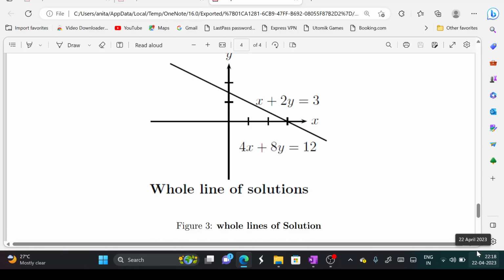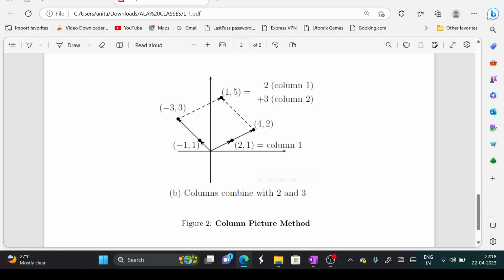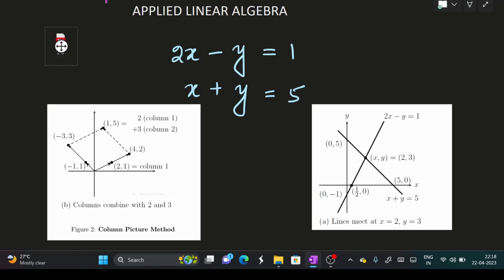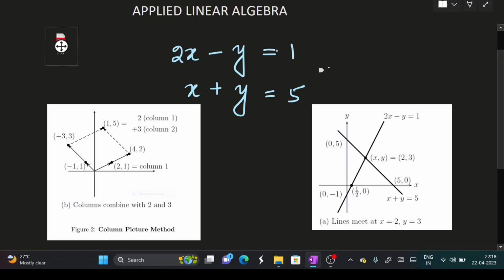So now the question is, let us come to our point. Consider this system of equations: 2x minus y is equal to 1, and x plus y is equal to 5. So here this system of equations can be solved by two different methods.